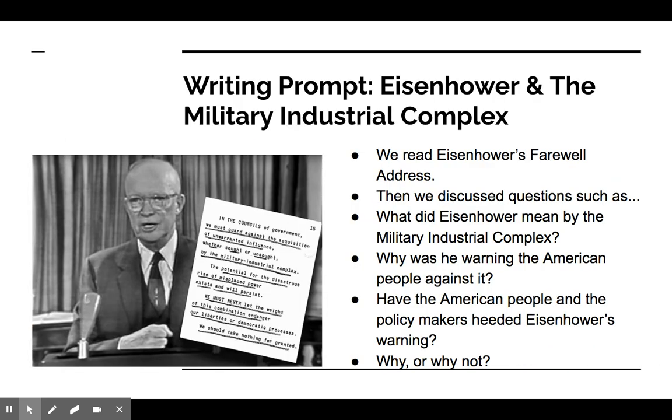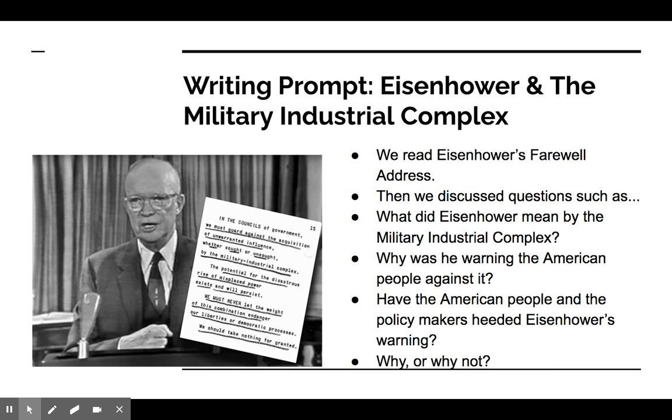On Thursday, we conducted a writing prompt. We looked at a primary source, which was Eisenhower's farewell address, where he warned against the military industrial complex. So we answered questions such as, what did Eisenhower mean by the military industrial complex?